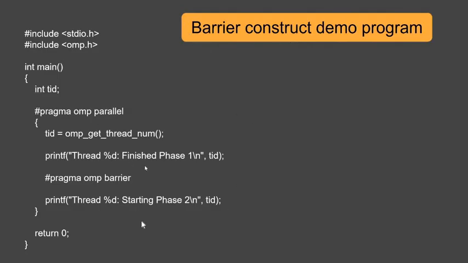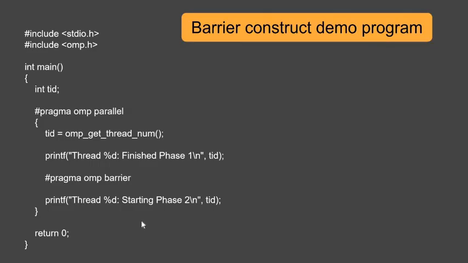There's not much to define about the barrier construct. The name is pretty evident in this case. The barrier construct creates a barrier, and what we want to achieve with this is to synchronize all the threads. We do not want one thread to rush ahead of another.